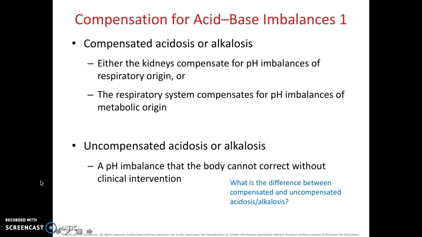Much like circulatory shock, we can have compensated or uncompensated acidosis or alkalosis. In compensated acidosis or alkalosis, the kidneys will compensate for imbalances of respiratory origin, or the respiratory system will compensate for metabolic pH imbalances. So this means that they're helping one another out. In uncompensated acidosis or alkalosis, the pH imbalance within the body can't be corrected without a clinical intervention. So the body's not able to correct it itself.